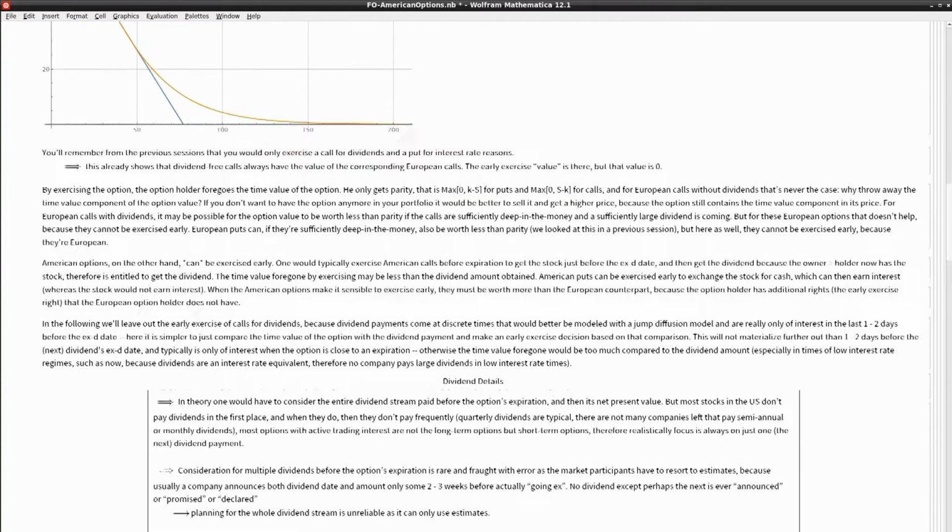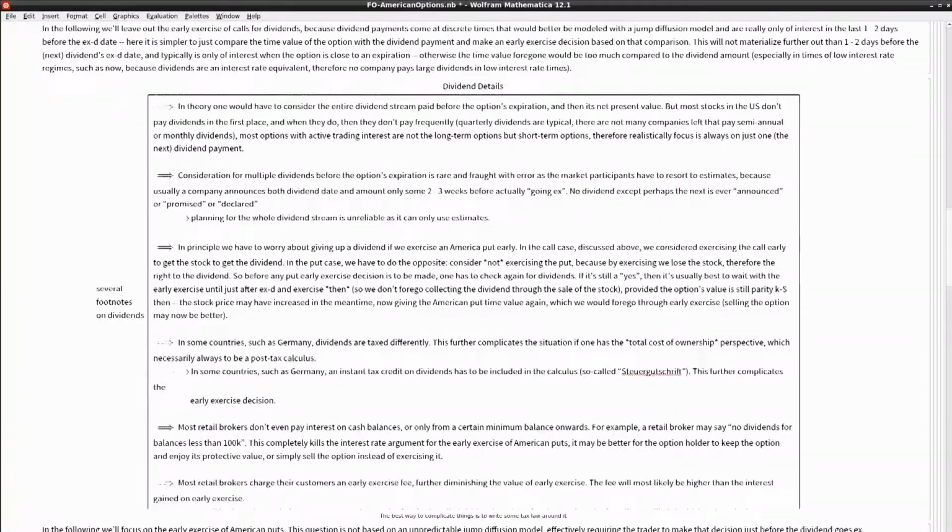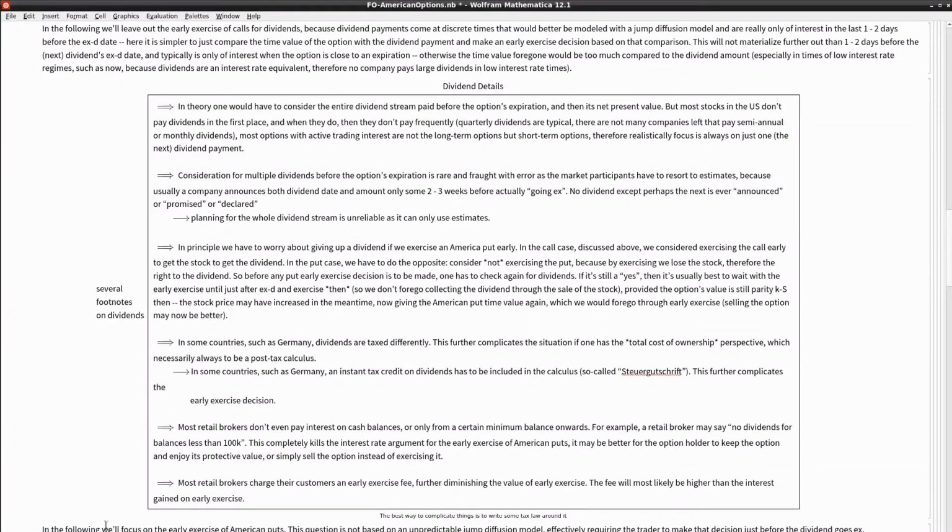So I've written up a couple of dividend details that I want to skip. Please pause the YouTube video or download the notebook. I'm just gonna skip over this. These are additional complications that you have to keep in mind if you really want to be a dividend hunter, or if you want to make an early exercise. There are dividend concerns that I've written down here. There are additional concerns. There can be taxation concerns. The dividends get taxed different compared to other income in some countries.